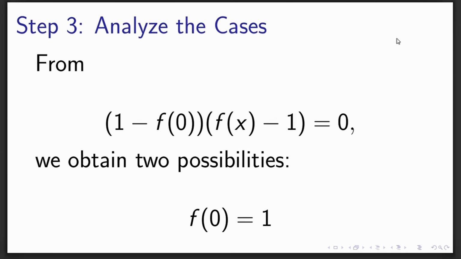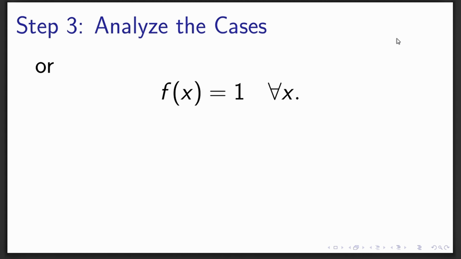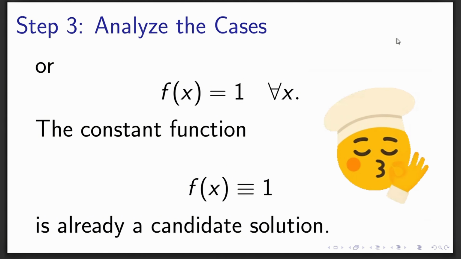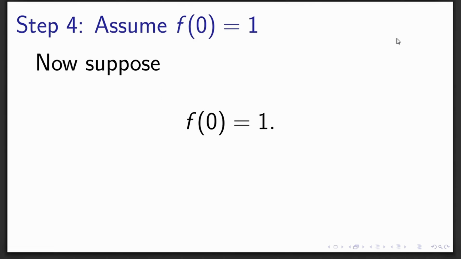From this expression, there will be two possibilities: f(0) = 1 or f(x) = 1 for all x. The constant function f(x) = 1 is already a solution. Now we are going to check f(0) = 1.